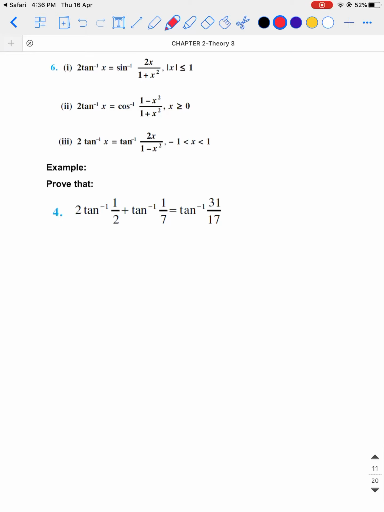Now let's look at property number 6 for inverse trigonometric functions. The first formula is 2 tan inverse x is equal to, so here observe, for 2 tan inverse x we can either write it in terms of sine inverse, or in terms of cos inverse, or in terms of tan inverse also. For this, there are some formulae that we are supposed to know from the 11th standard.